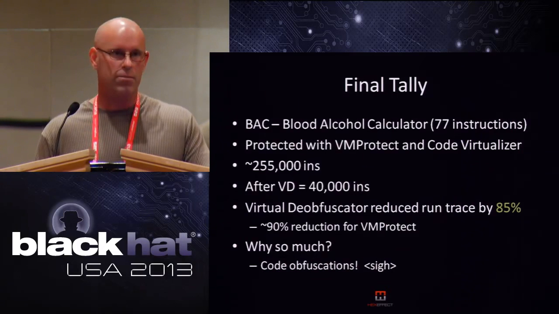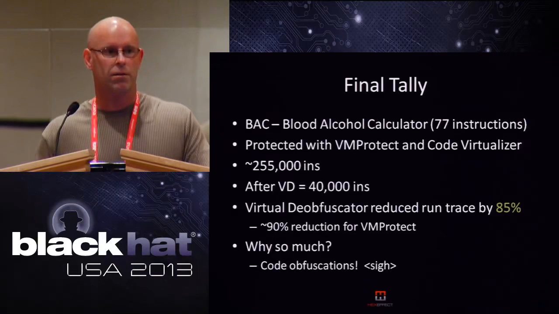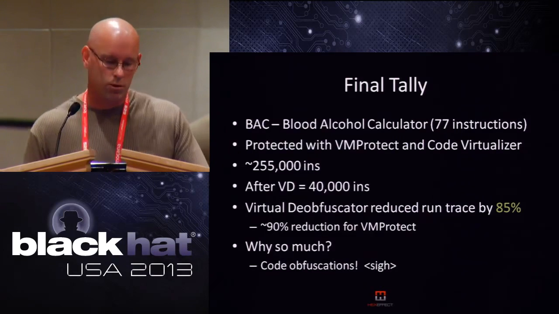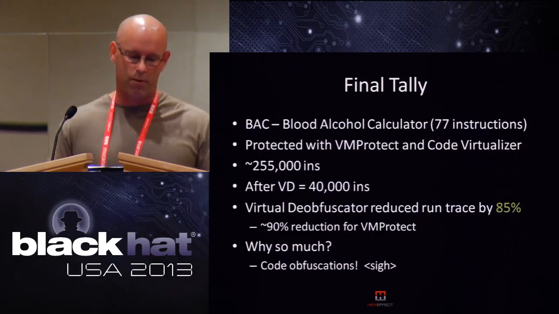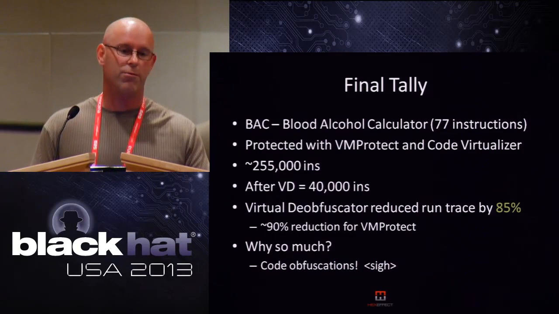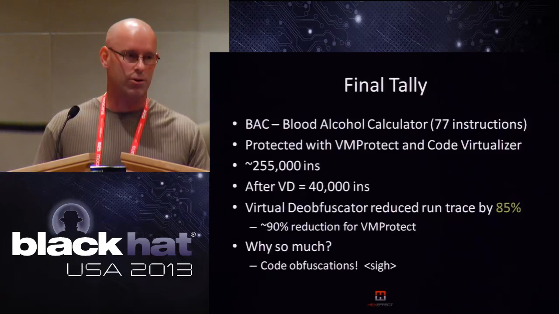So at this point, I'm using Themida, Code Virtualizer, VMProtect. I'm looking at all of them, and the results are great, but it's like, well, I want something a little more juicy than some handcrafted assembly code. So I used a program I found called a blood alcohol calculator that tells you how many drinks you need to have before you're legally drunk. So that was 77 instructions.